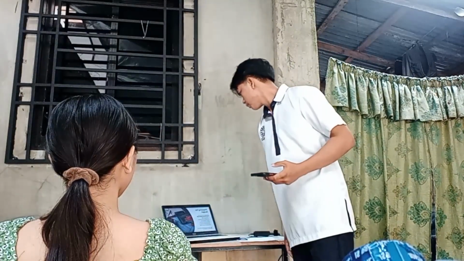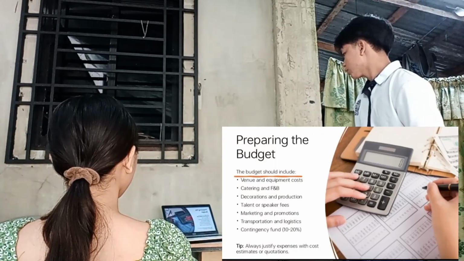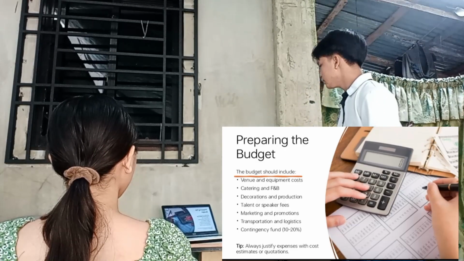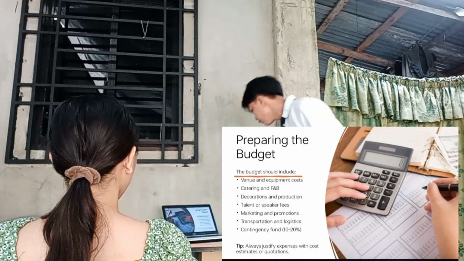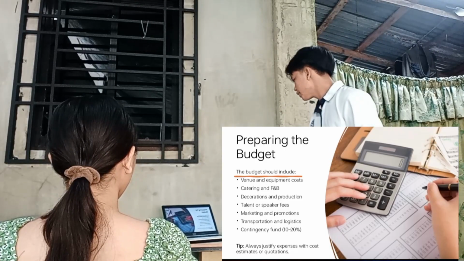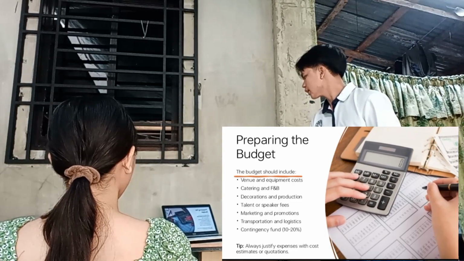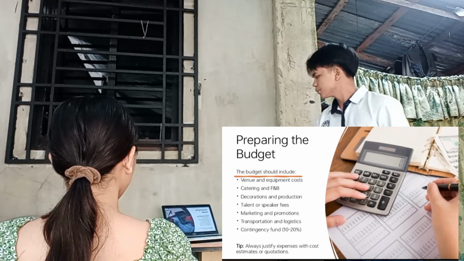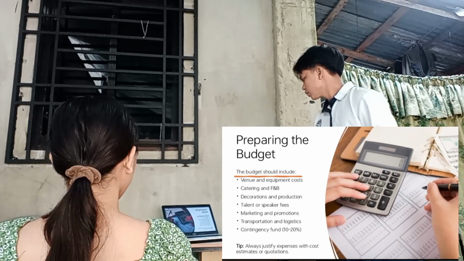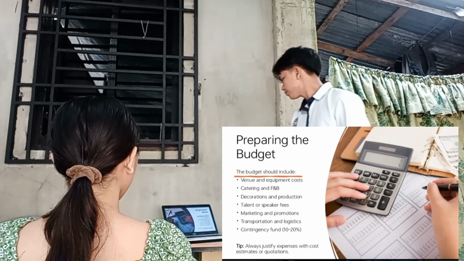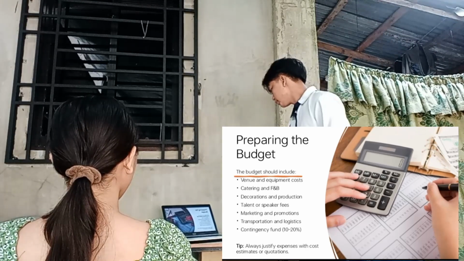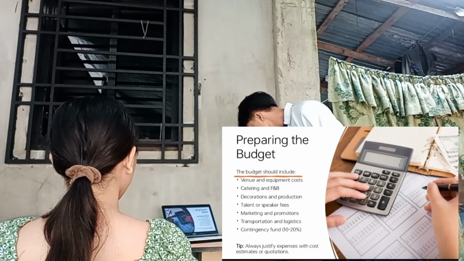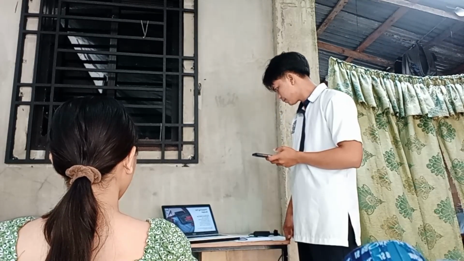The next one, we come now to preparing the budget. Okay, the budget should include venue and equipment cost, catering and F&B. Number 3 is decoration and production. Number 4, talent or speakers' fee, marketing and promotions, transportation and logistics, contingency fund, 10 to 20%, and tips. Always justify expenses with cost estimates or quotations.